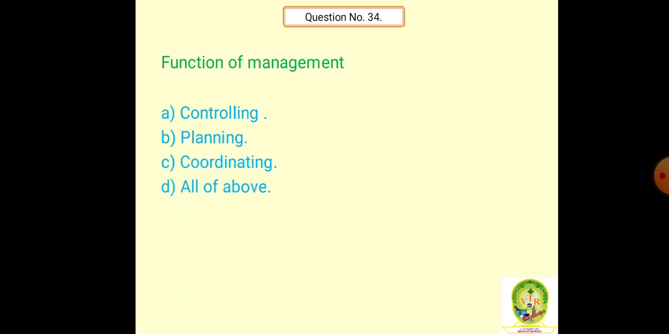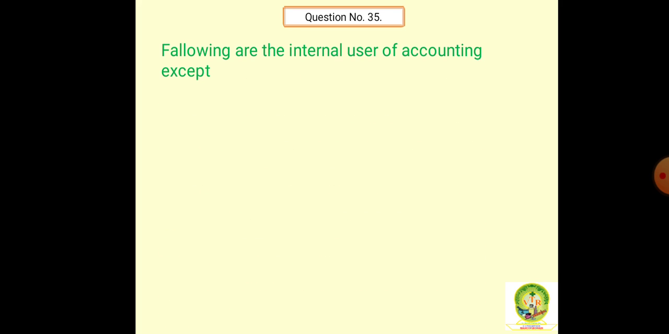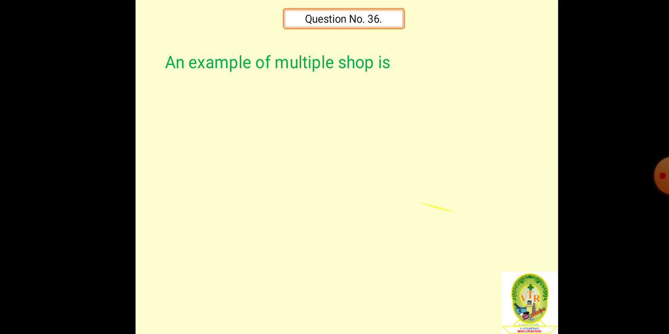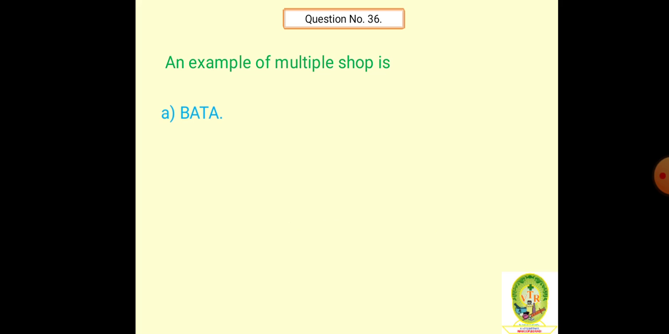Function of management. Options are A. Controlling, B. Planning, C. Coordinating, D. All of above. Right answer is D. Following are the internal user of accounting except. Options are A. Owner, B. Management, C. Employee, D. Government. Right answer is D. An example of multiple shop is, options are A. Bata, B. Duty free shop, C. Retail drug shop, D. Cosmetic shop. Right answer is A.